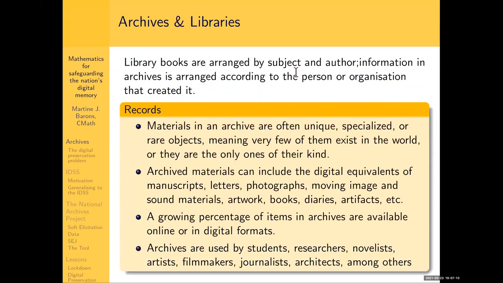So library books are arranged by author, but archives are arranged according to the person or organisation who created it. So materials are often unique, specialised, they're often rare, very few exist, or they are the only one perhaps.